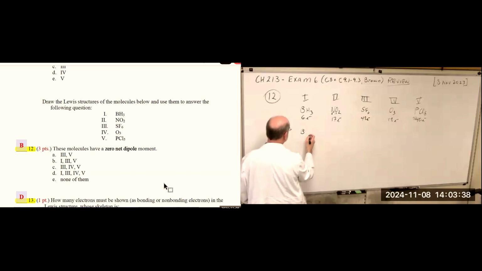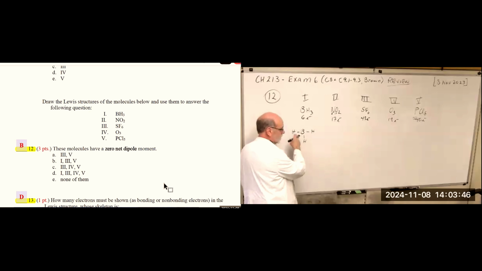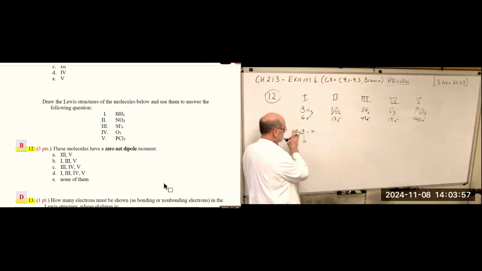We have boron in the middle, and the hydrogens like that. 2, 4, 6, we're done. Boron is deficient, but it exists. That compound does exist, so we're stuck with it. What's the geometry of this one? 3 pairs around the central atom. Trigonal planar.